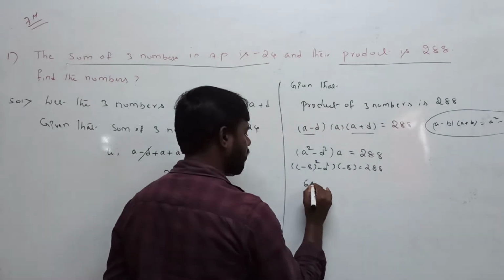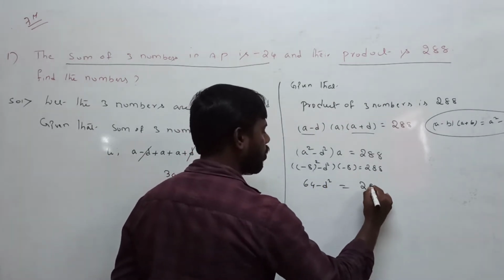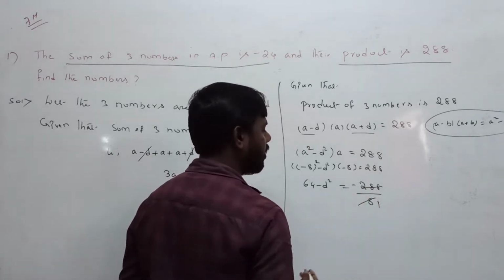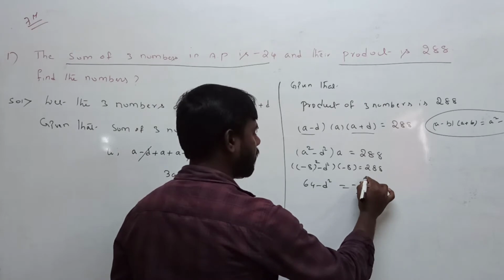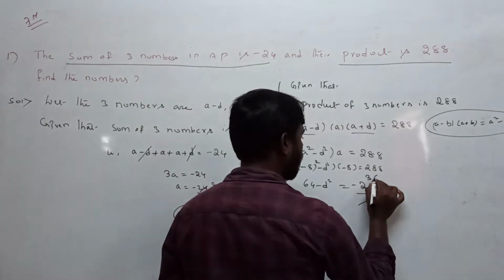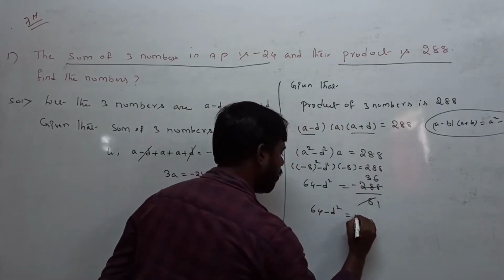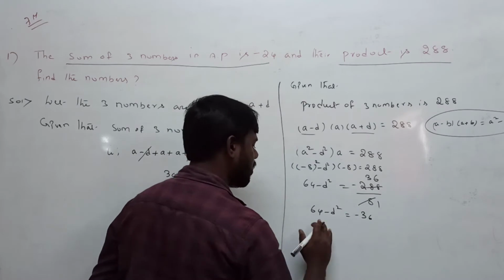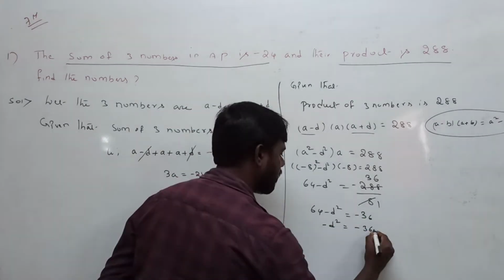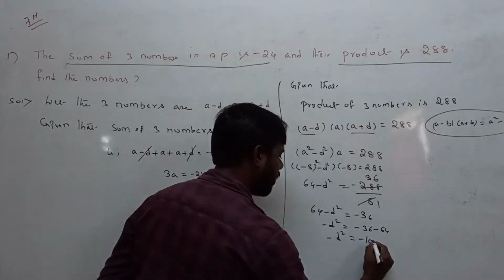Minus 8 whole square is 64, minus d square, and minus 8 goes to the denominator. 288 by minus 8: eight threes are 24, eight sixes are 48. So now we got 64 minus d square is equal to minus 36. Take 64 to the right hand side: minus d square is equal to minus 36 minus 64. Minus d square is equal to minus 100.